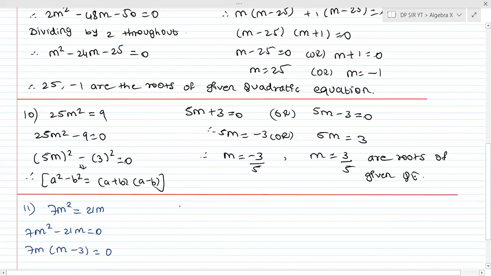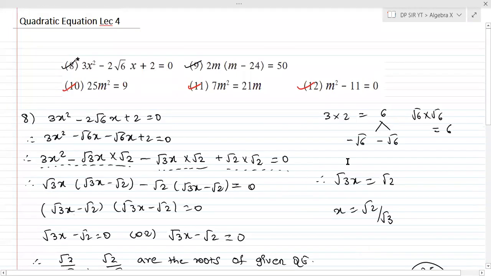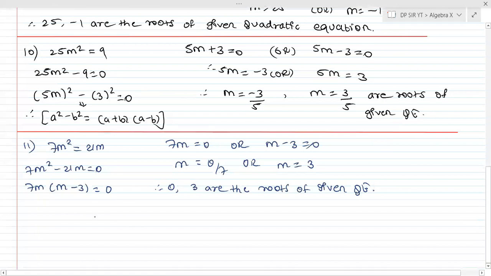Let's go to the next slide. So here it's going to be 7m is equal to 0 or m minus 3 is equal to 0. So m is equal to 0 by 7 or m is equal to 3. Okay, so 0 by 7 is of course 0. Therefore 0 comma 3 are the roots of the given quadratic equation.